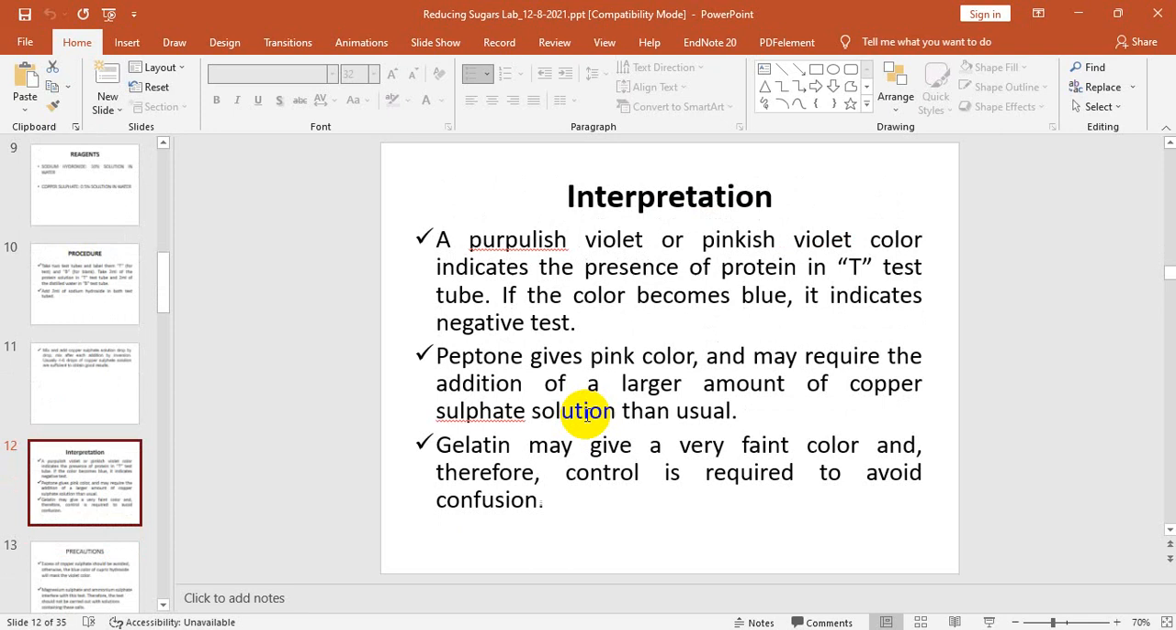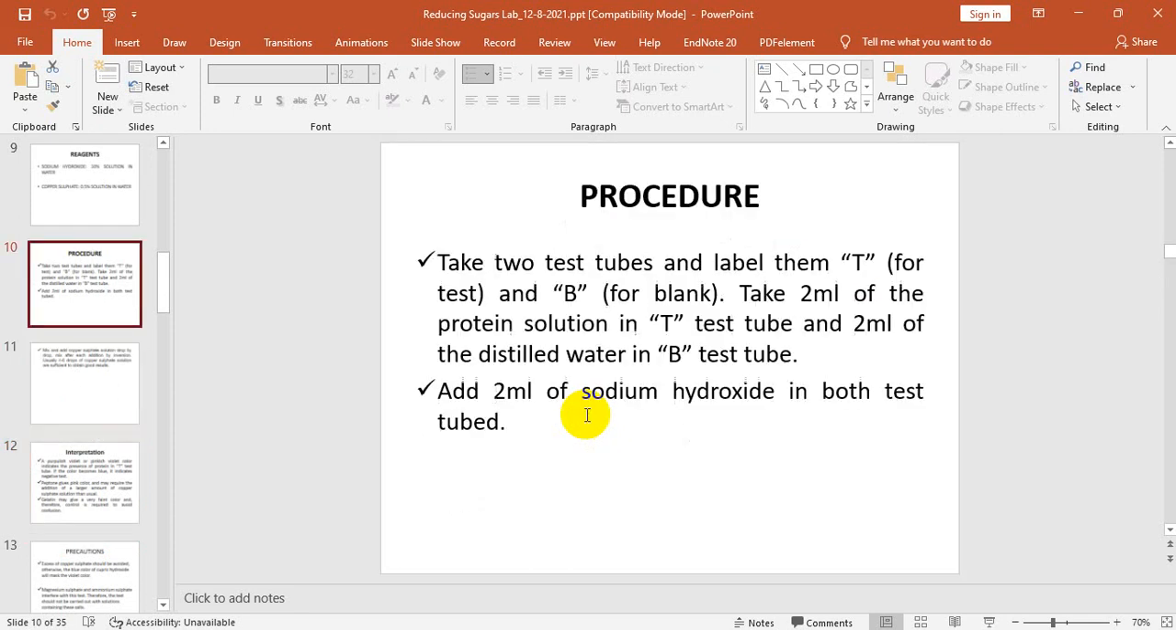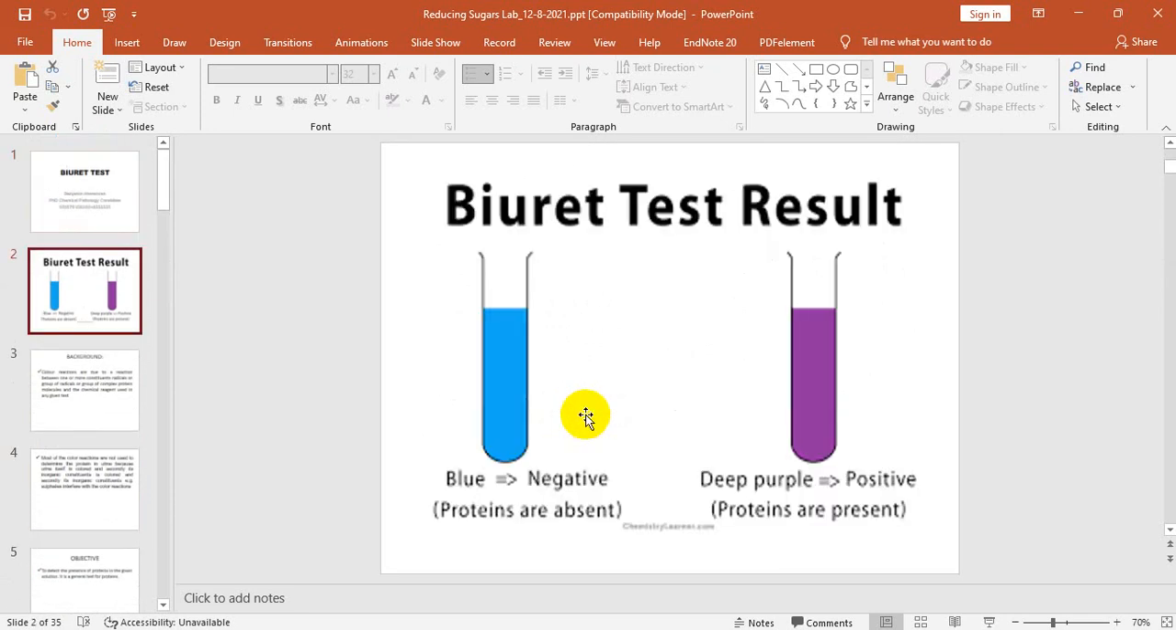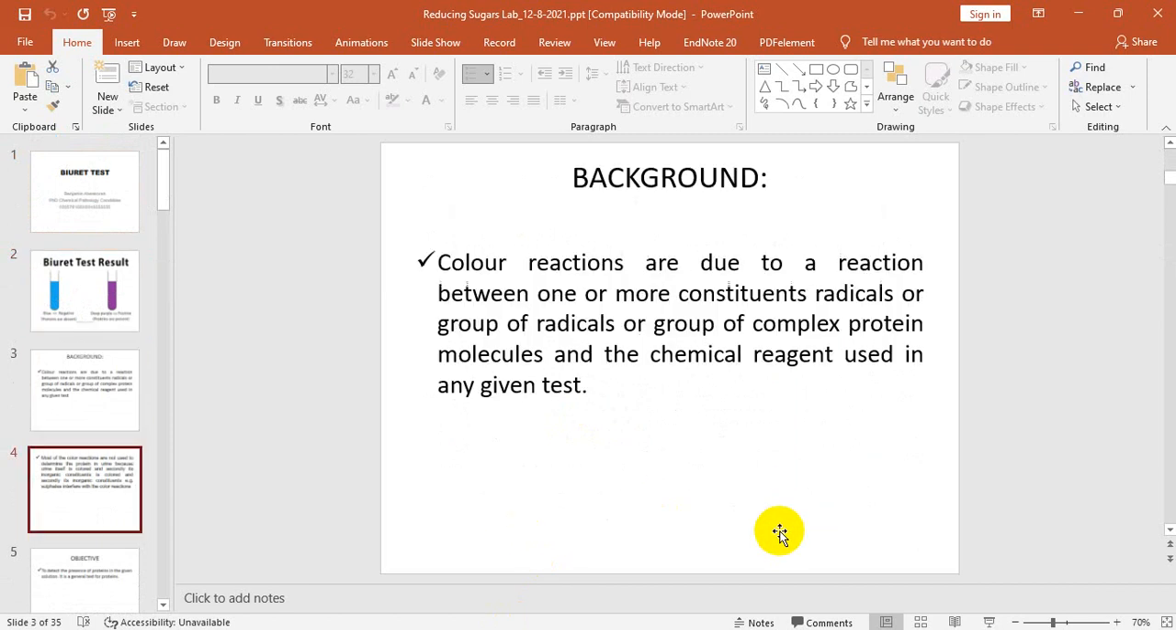Interpretation of test results. A purplish violet or pinkish violet color indicates the presence of protein in the test tube. If the color becomes blue, it indicates a negative test. So you can see these are the results. Blue color is negative, deep purple color is positive.